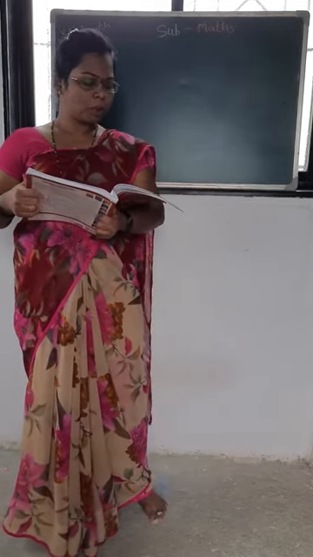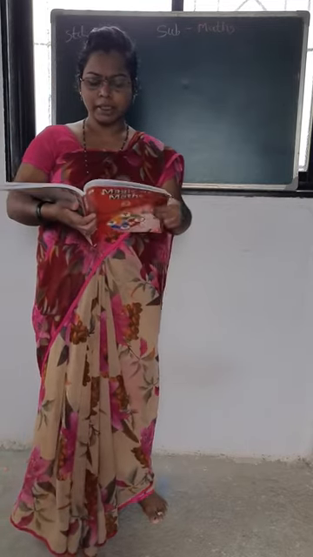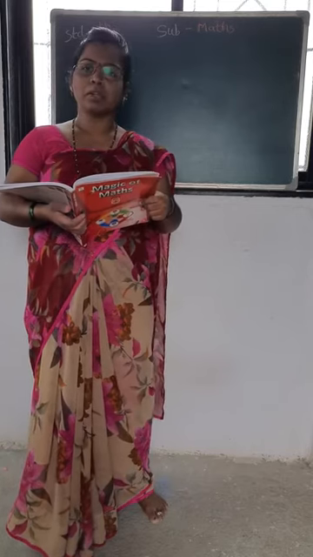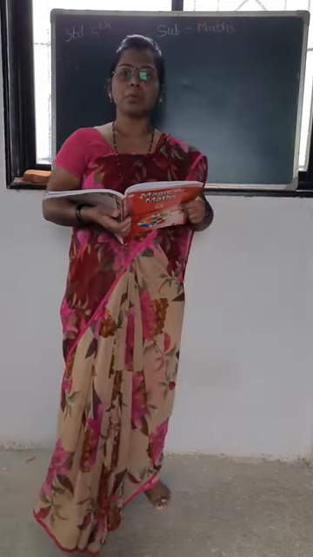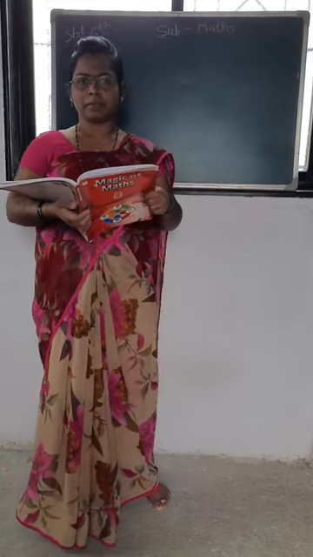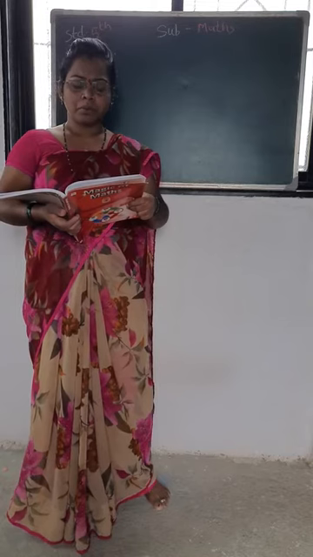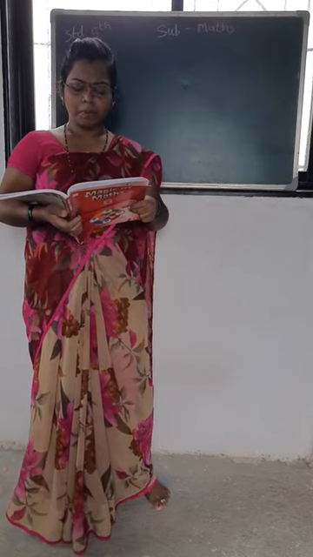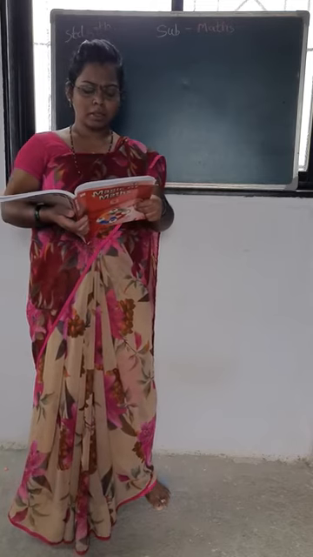First one is proper fraction. When the numerator of a fraction is less than the denominator, the fraction is called a proper fraction. Second type is improper fraction. When the numerator of a fraction is greater than or equal to the denominator, the fraction is called an improper fraction.